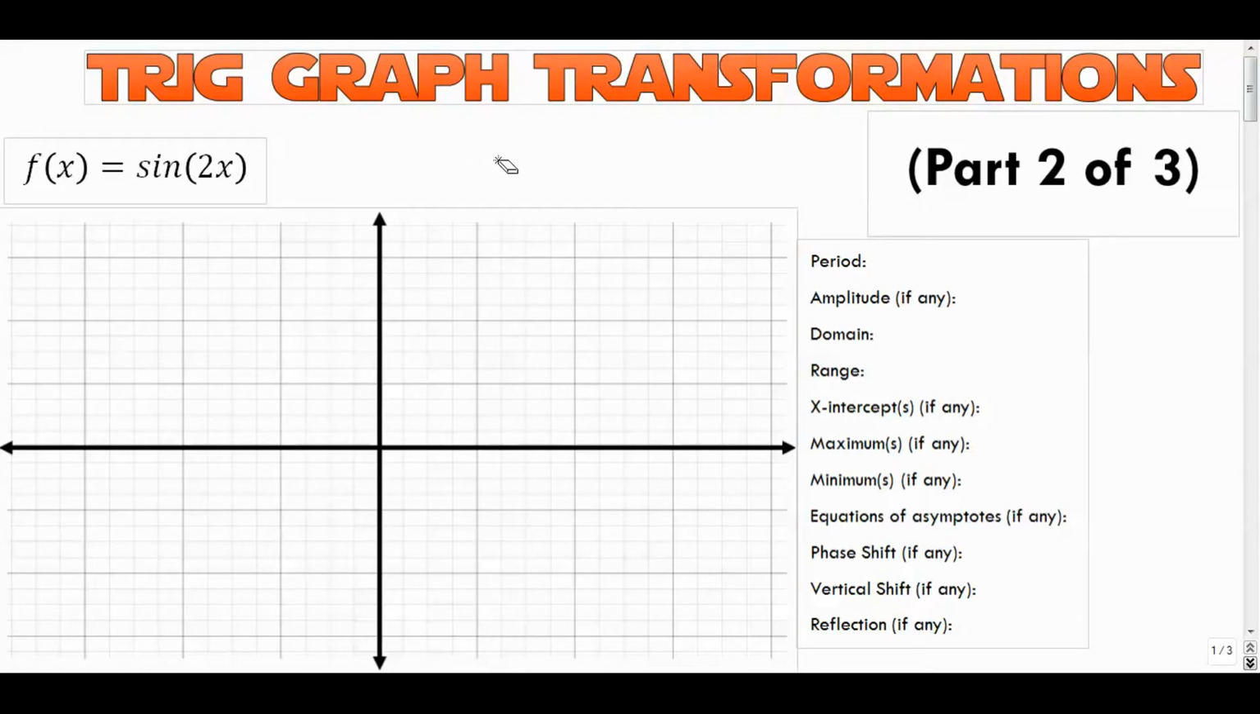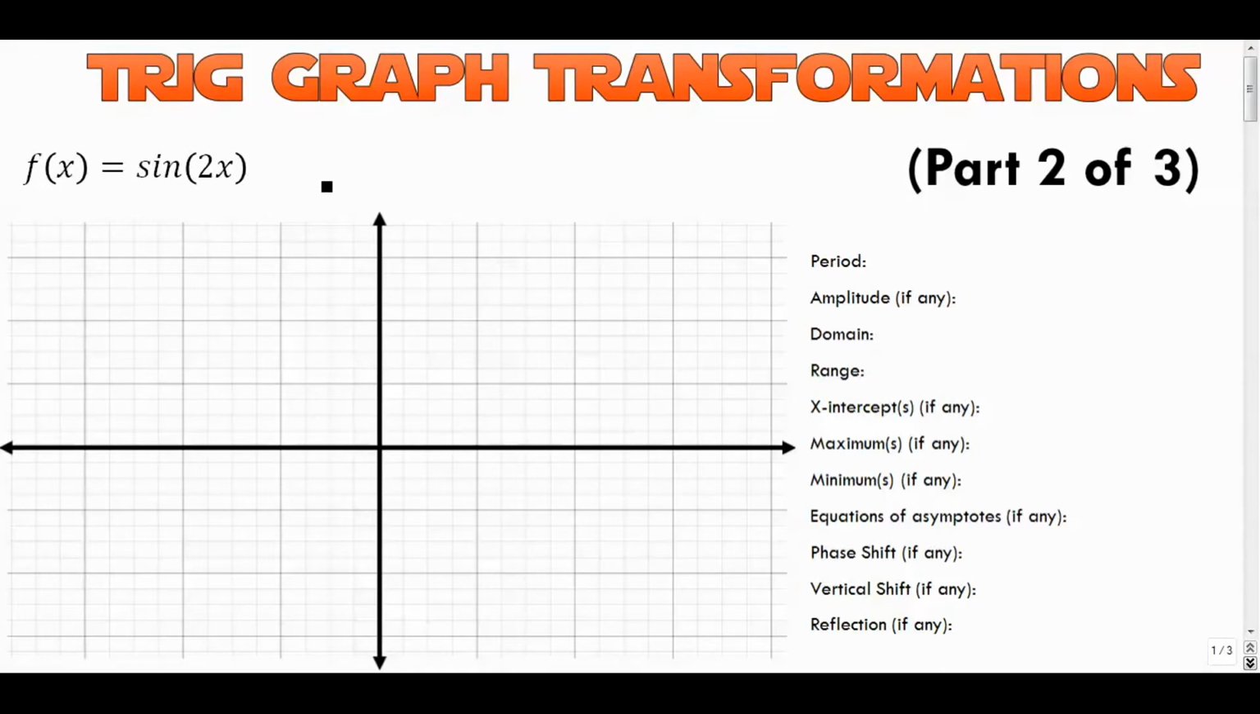I also put a pretty cool little Geogebra video online as well. I made this app that basically graphs all 6 trig functions, and you have the ability to use a slider to change the A value, the B value, the C value, and the D value, and see what effect that has on the graph. So check that out as well.